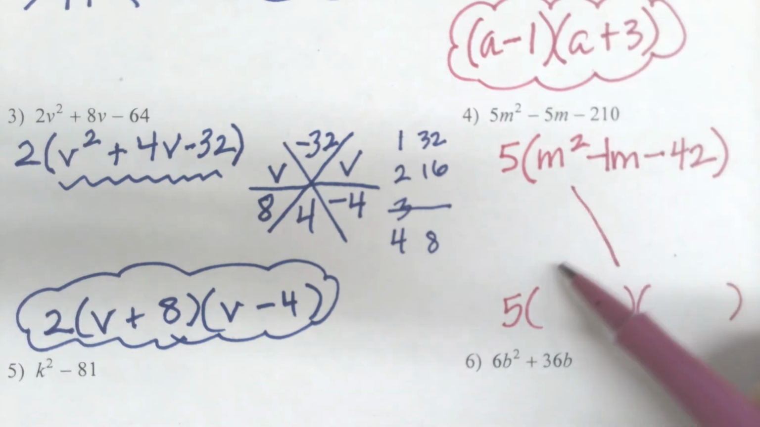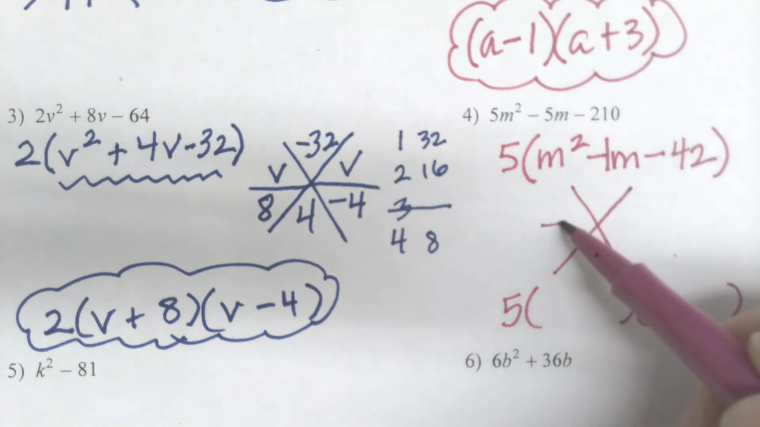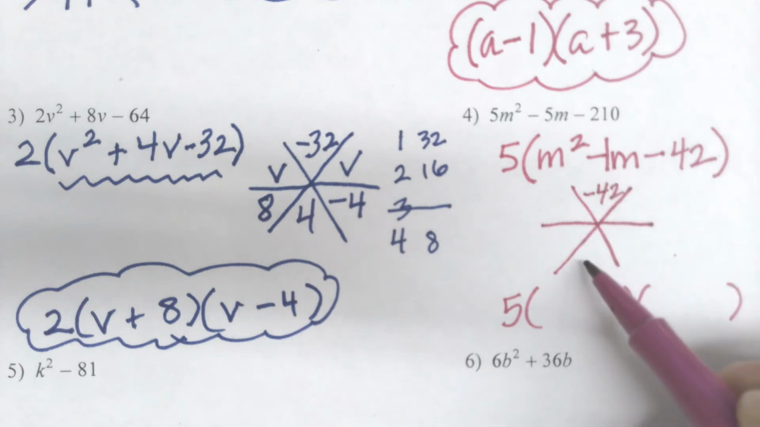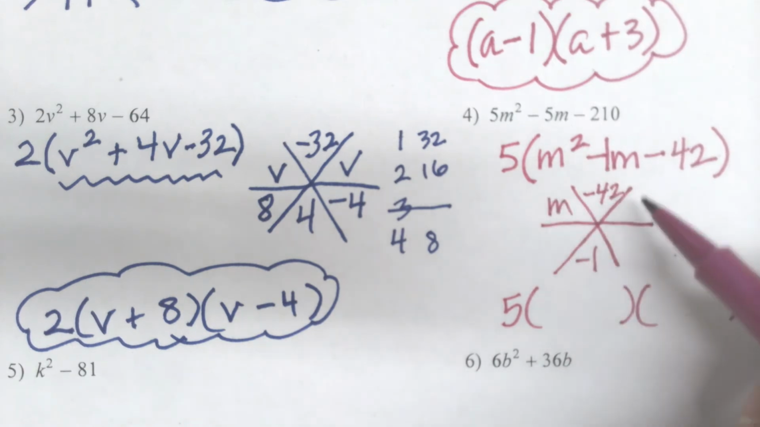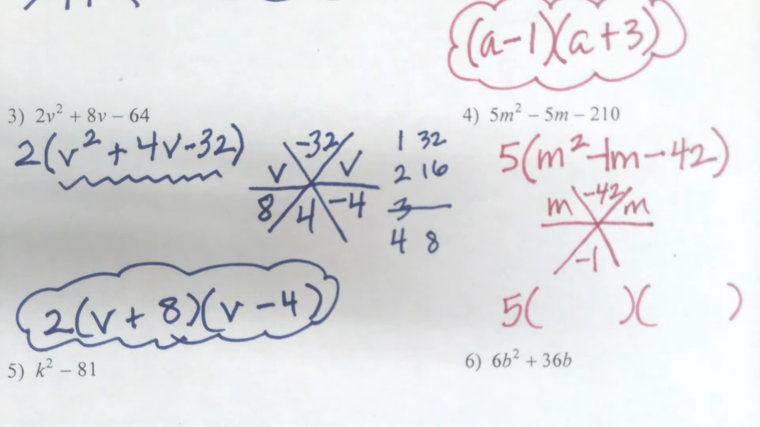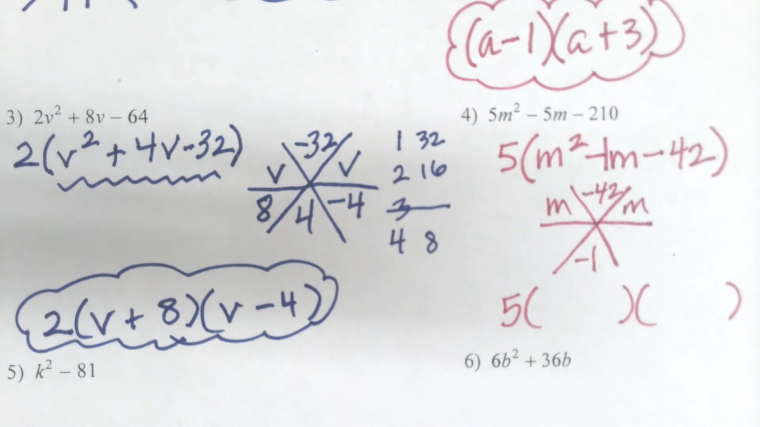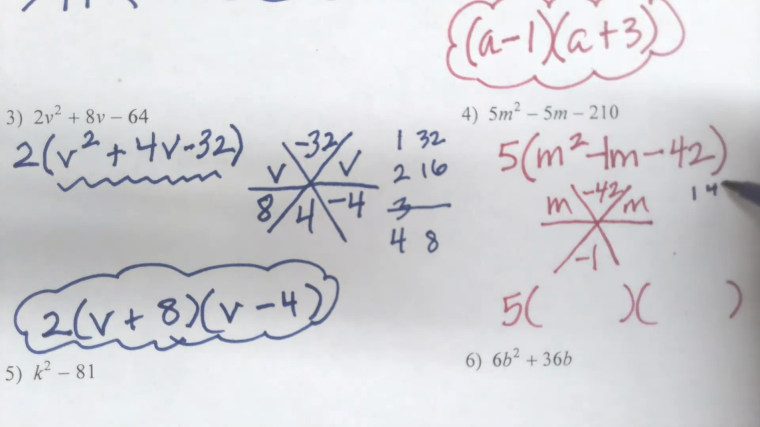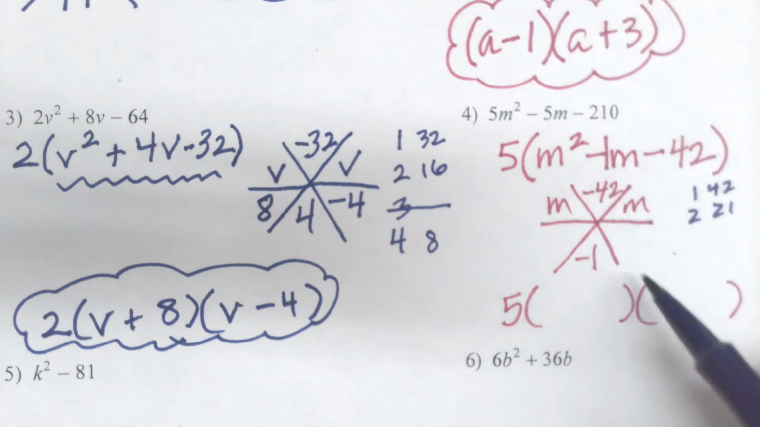So I'll make my diamond with the extra line. Negative 42 goes on top, negative 1 on the bottom. M is the letter. Two numbers that multiply to be negative 42, add to be negative 1. Again, if I'm not sure, I'll just go through a list and try a few. I do 1 and 42. That doesn't work. I can't do anything to get 1. 2 and 21. Can't do anything to get 1.